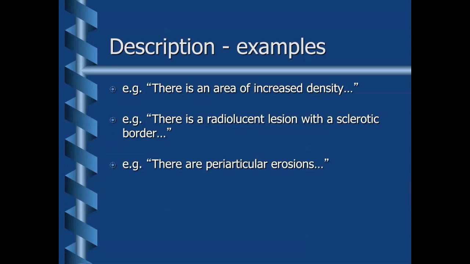Another example, there are periarticular erosions. So this means there are erosions around the joint that you're concerned with. Let's just say it might be the first metatarsophalangeal joint. So what you're seeing is small erosions or small punched out areas around the joint margin. There is juxta-articular osteoporosis. So juxta-articular means either side of the joint. So it means the bone either side of the joint is showing osteoporosis or decreased density.